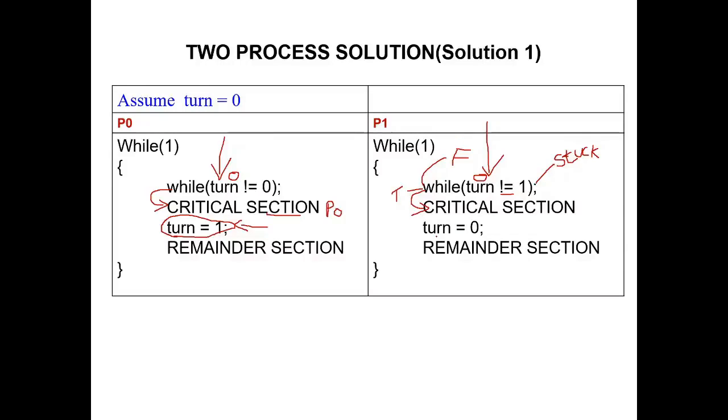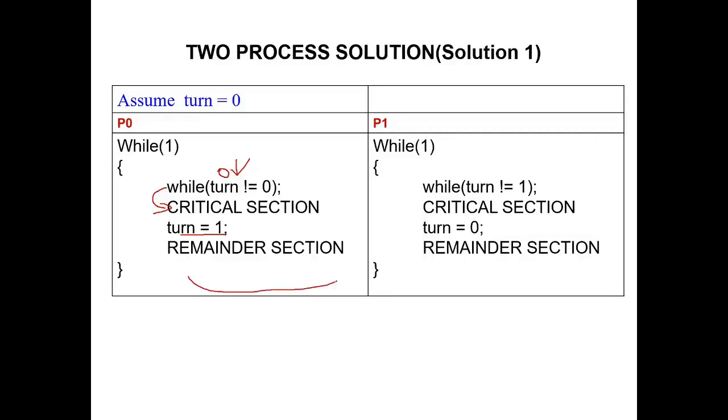And then it is going to execute, and it is going to make turn equal to 0 before leaving the critical section. Another situation: now suppose P0 wants to enter into the critical section. So the turn value at the beginning is 0, so the condition is false. It is going to enter into the critical section, and after executing the critical section, it is going to make turn equal to 1.